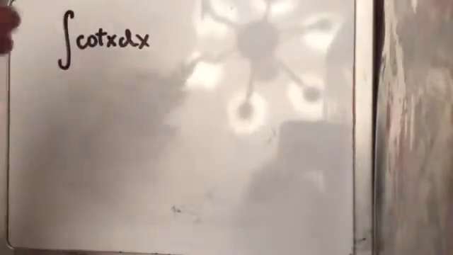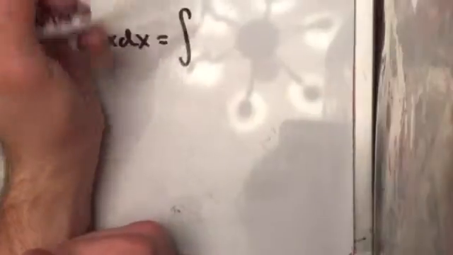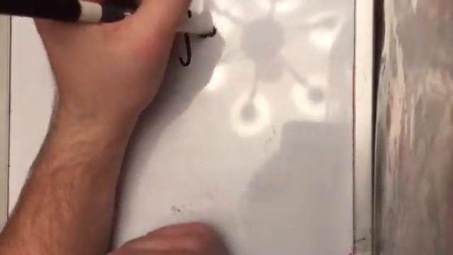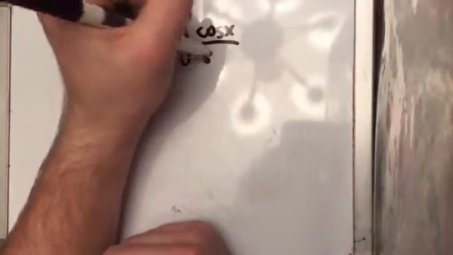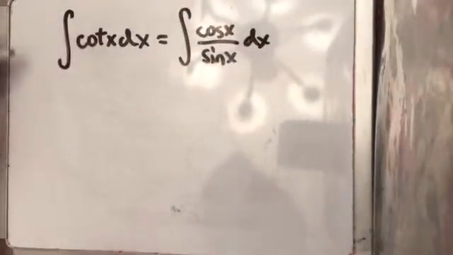So we're going to take a look at how we derive the integral of cotangent x. First off, we're going to write the indefinite integral of cotangent x dx. We're going to use a trig identity, and so that equals the integral of cosine x over sine x dx, because cotangent is cosine over sine.